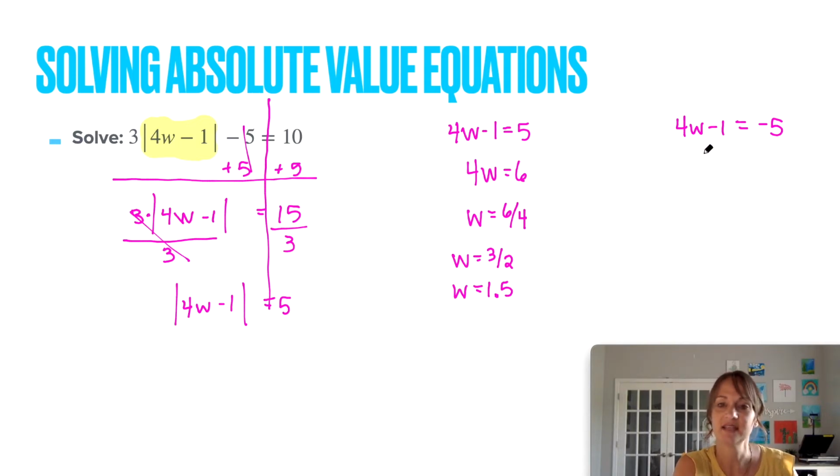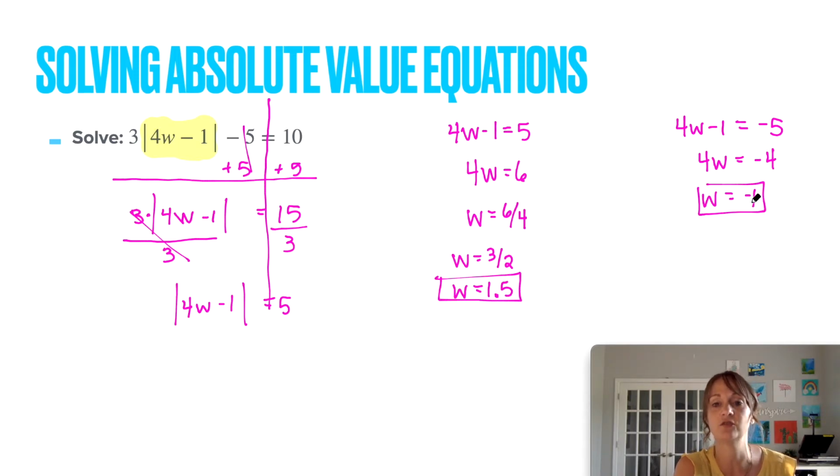In this case, you would add 1 to both sides, but you would actually get a -4 when you do that in this term, and then divide by 4, and you will get -1 as your answer. So your two answers would be 1.5 and -1. Now in this case, you would plug them back in to make sure they did work.